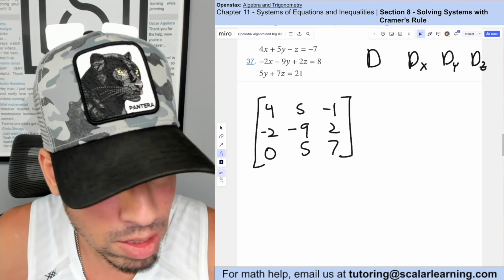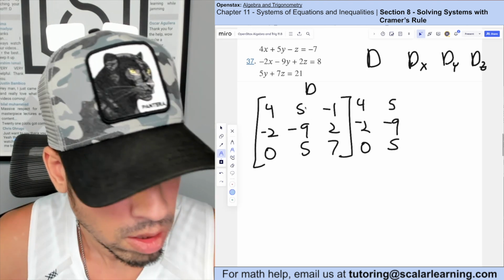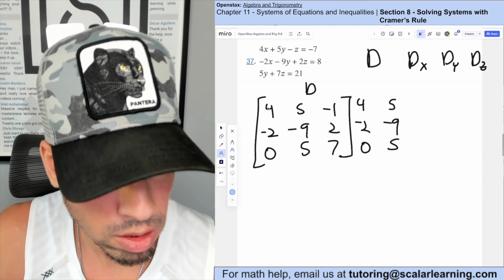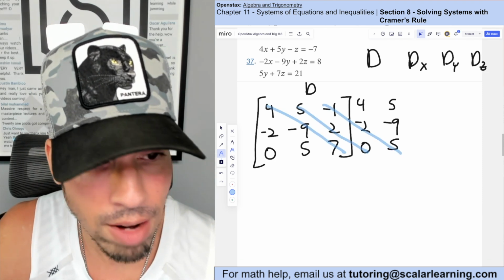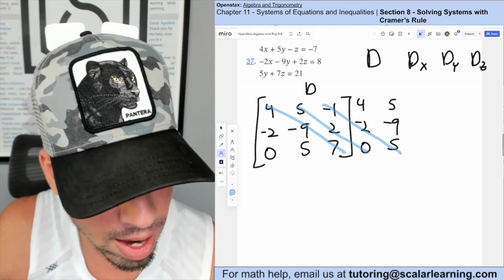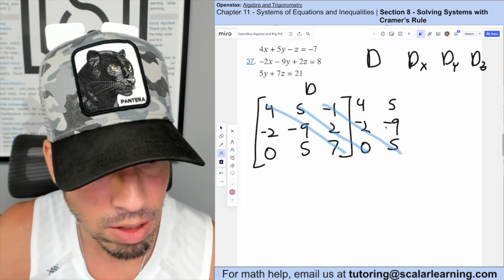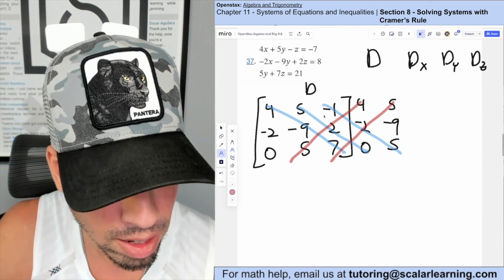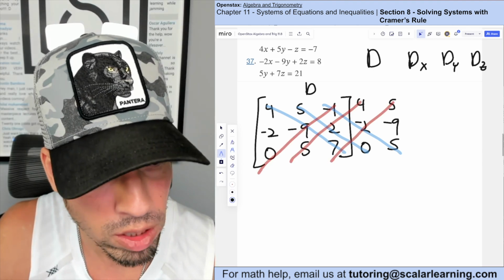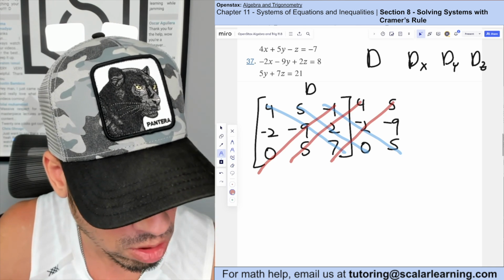Now we're going to repeat these first two columns like so. And then we're going to get the products going on this diagonal, and this diagonal. And every one of these products in blue we're going to add. So we're going to take those versions and just add them. And then we're going to come the other way and get that diagonal product, and that one. And we're going to subtract each and every one of those. So let's write this out now.